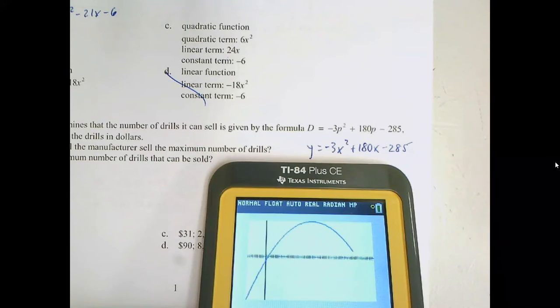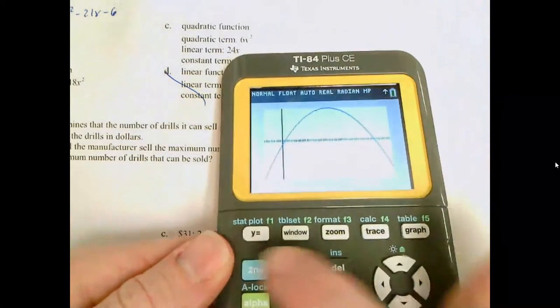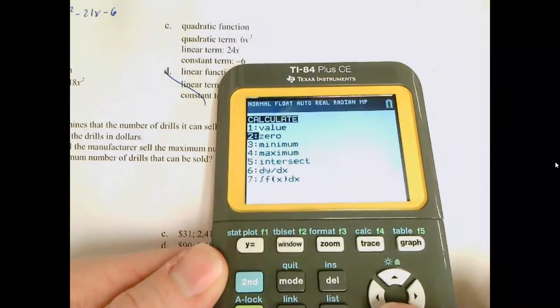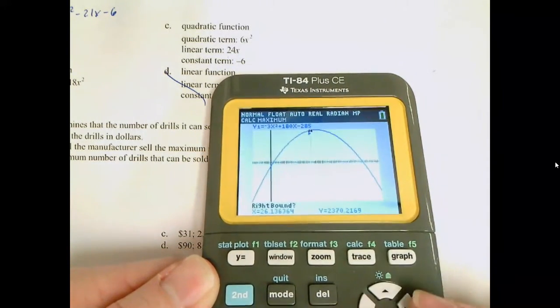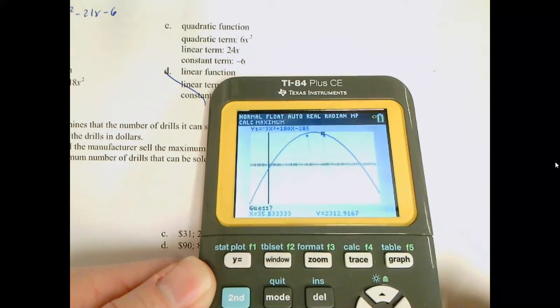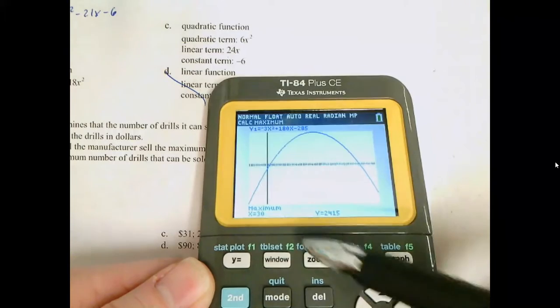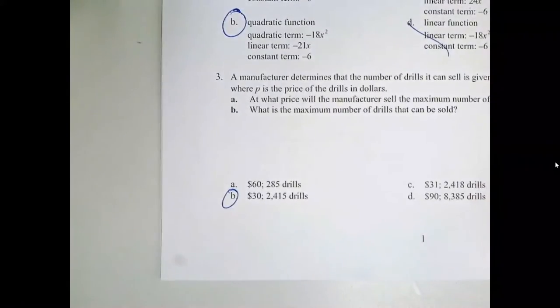And then to calculate the min or max, you would hit second, trace, and then this is a max. You go slightly to the left, hit enter, slightly to the right of your max, hit enter, and then hit enter again to guess. And it'll tell you your answers right here. It says 30 and 24.15. So if you look at your answer choices, that would be B.